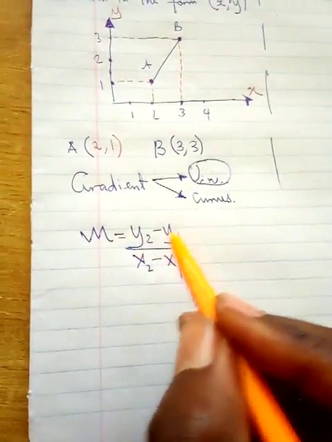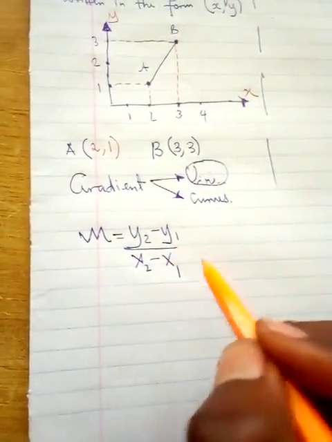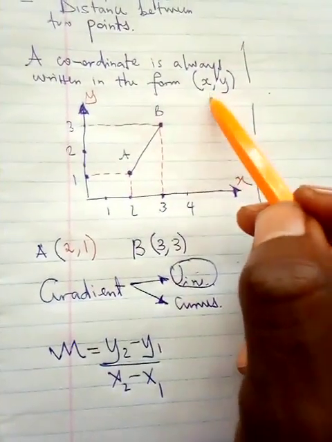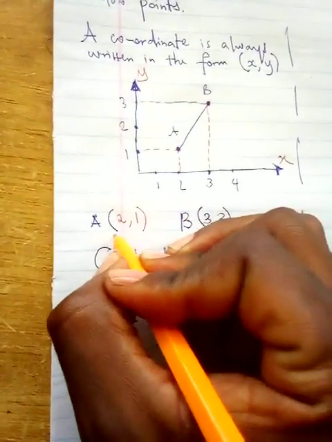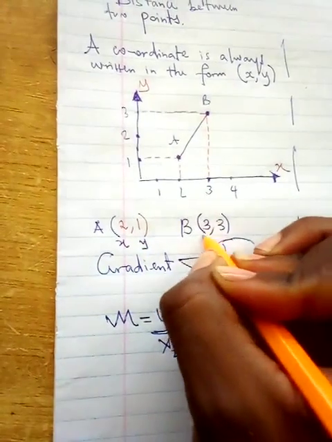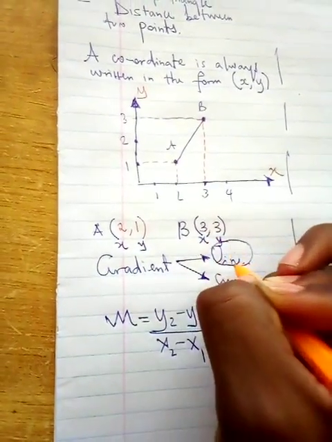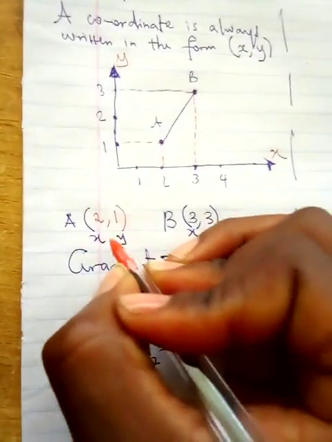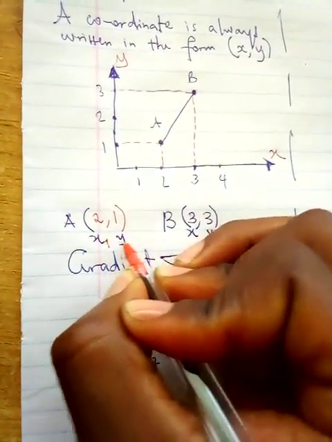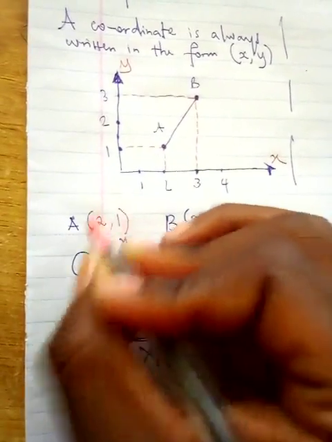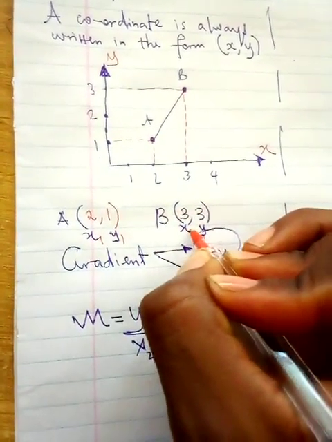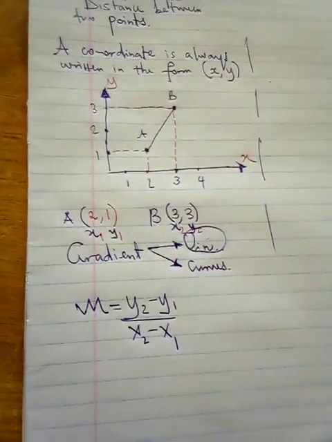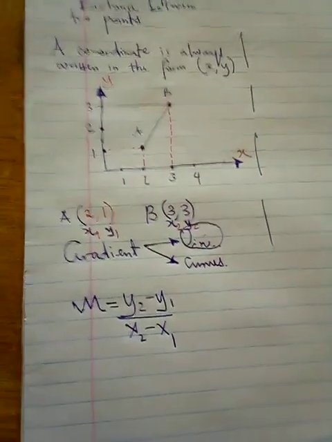So m will be equal to y2 minus y1 over x2 minus x1. Remember, a coordinate is always written in the form (x, y). But remember, there are two x values and two y values. So it can be x1, y1, because this is your first coordinate, and this is going to be x2 and then y2. Alright? So x1, y1, x2, y2.